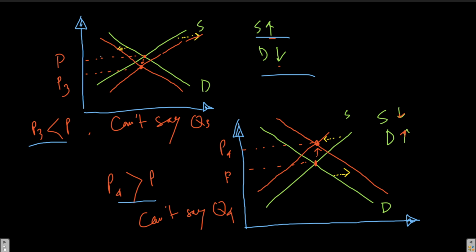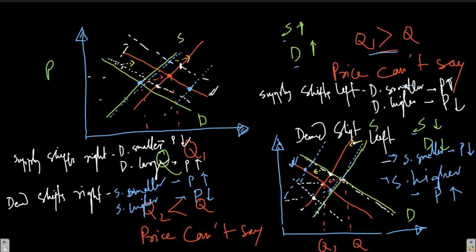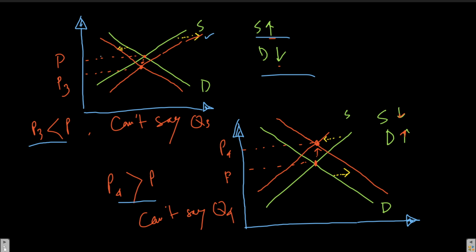So the third case is: I have high supply, so basically my supply is increasing and the demand is decreasing. Now, just like before, let's take my new supply line. The new supply line is here. Just like before, I'll write down: supply shifts to right.